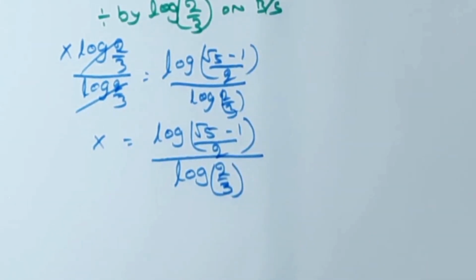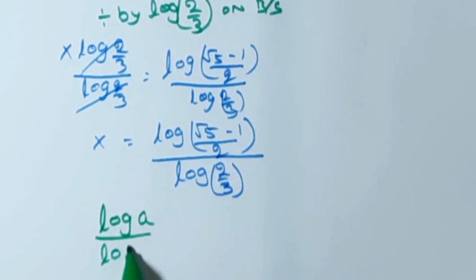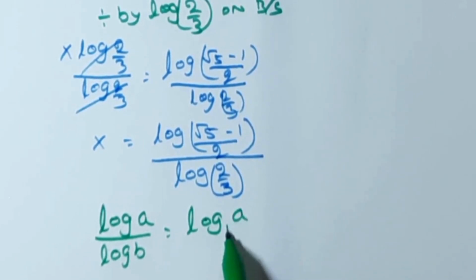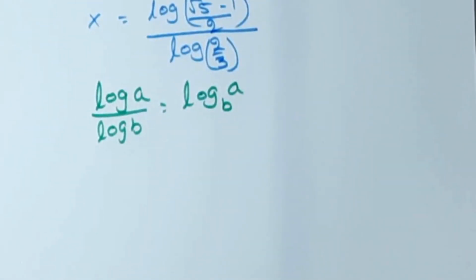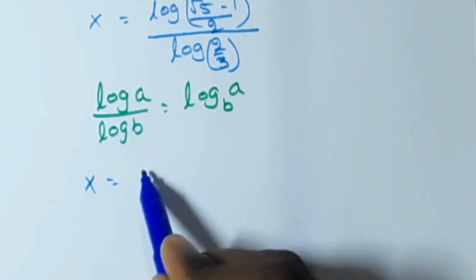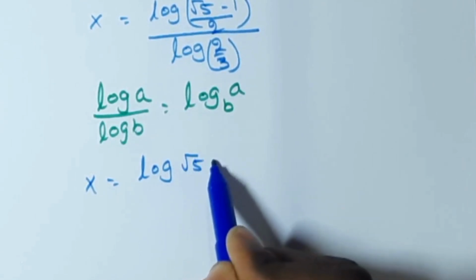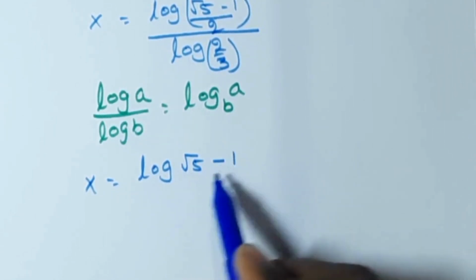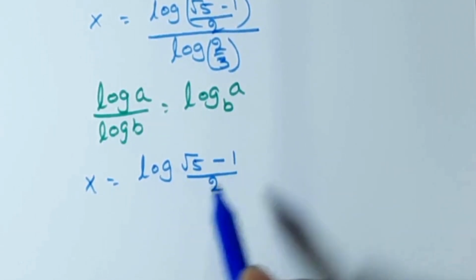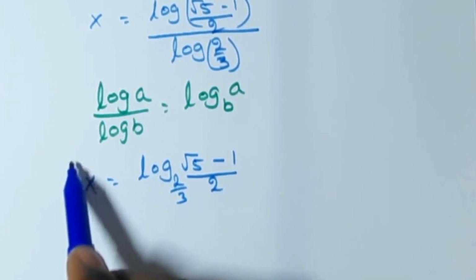So we know the formula that log a by log b equal to log a base b. Based on this, x equal to log of root of 5 minus 1 by 2 within the base 2 by 3. This is the x.